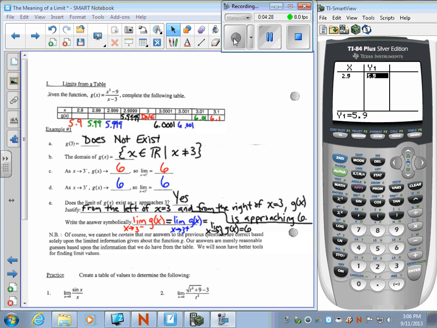Okay, the answers for A through E are listed. A is does not exist. B is x is an element of the reals such that x is not equal to 3. C, both blanks are 6. D, both blanks are 6. Part E, yes, the limit exists.